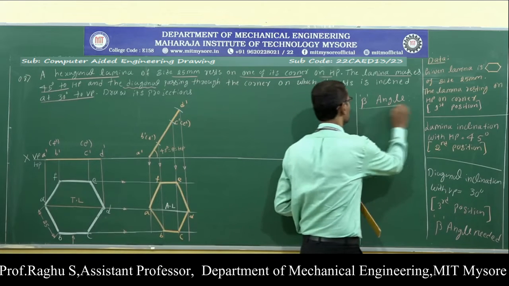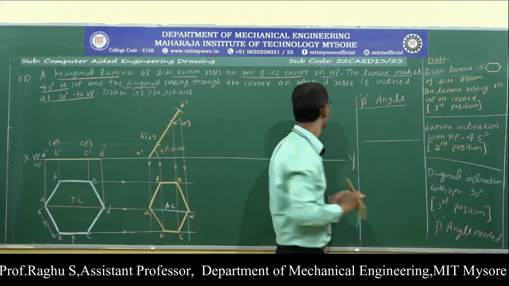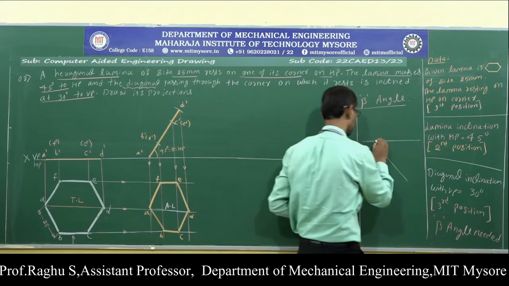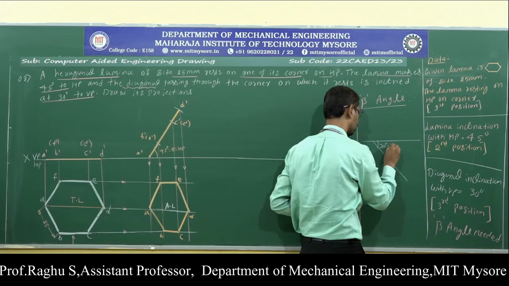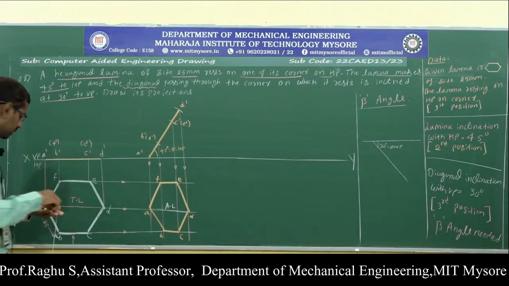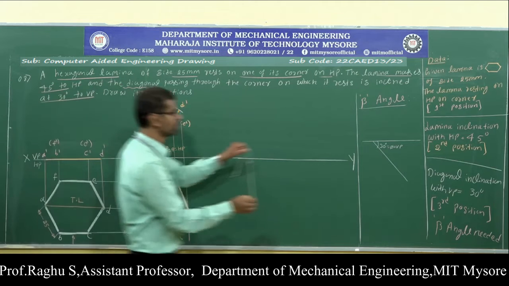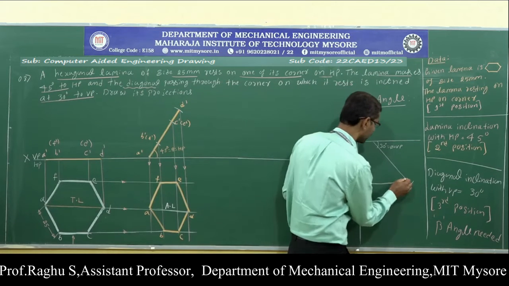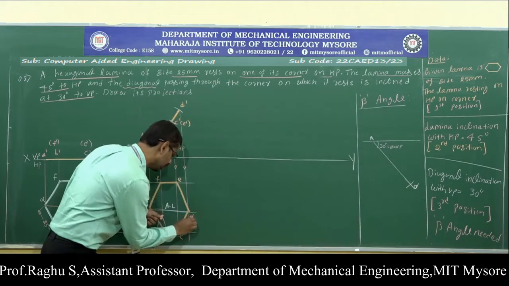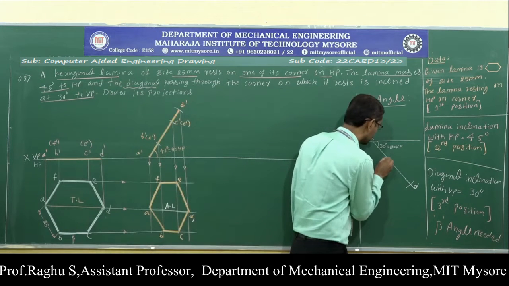For beta angle, just draw a horizontal line. Next, draw a 30 degree line with respect to VP, angle phi. Next, measure the true length, and from this point cut an arc and extend. This is A and D, so let it be AD1 for my reference. Now, this is the true length.